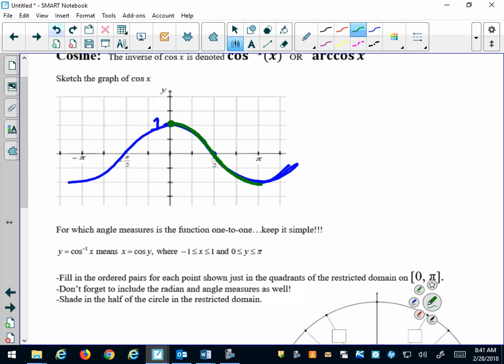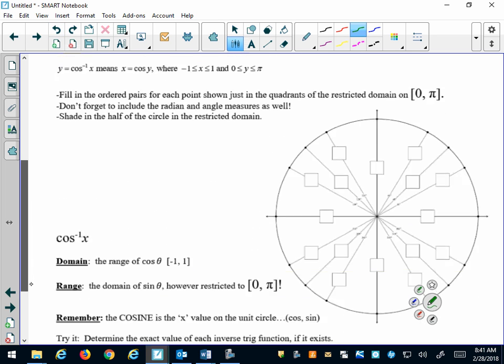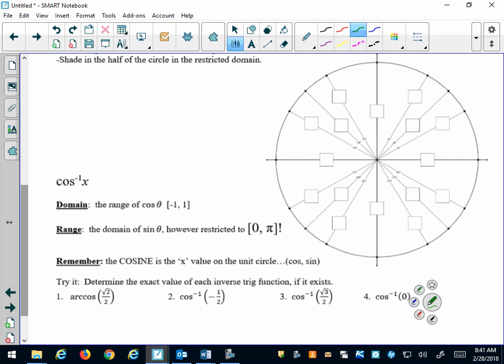We could either do that, or we could do that, but we don't really want to work everything in the negative direction, right? Let's do everything in a positive direction. So we're going to restrict it from 0 to pi. So when we come down on this circle here, and we want to highlight the part that's restricted, it goes from 0 to pi. So everything for cosine inverse is going to be in the first and second quadrant.